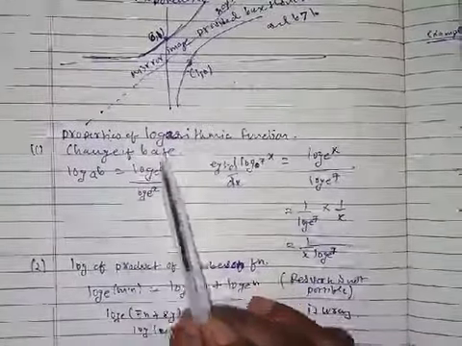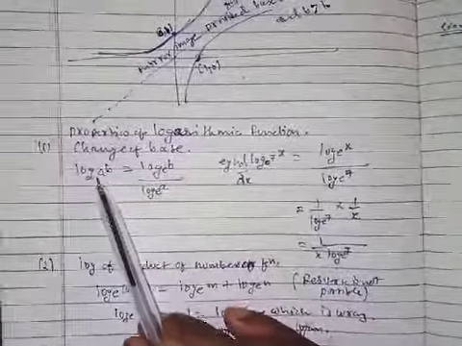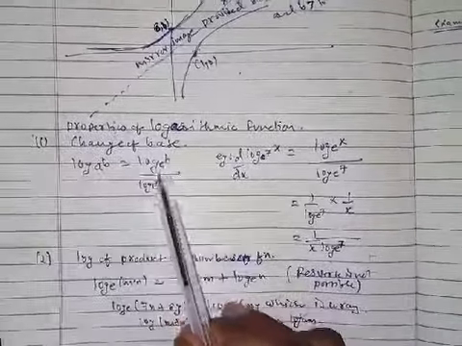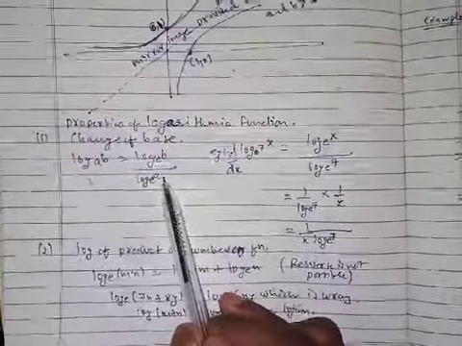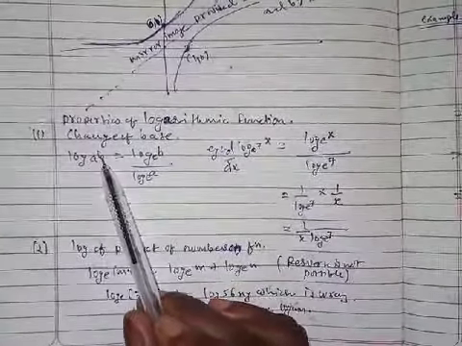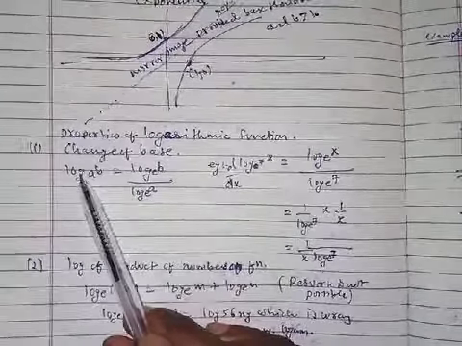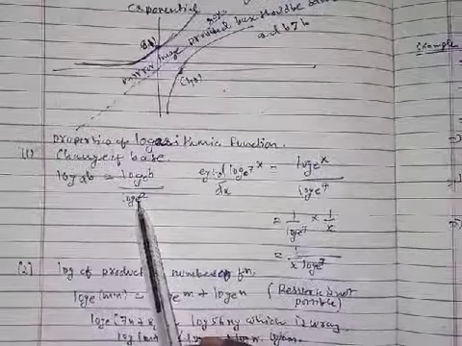First is change of base. See, log_a b. If we put base e, then the b will come up. So it is log_e b upon log_e a. Is it okay? Again, log_a b, how can it be? Change the base. We can change the base as log_e b upon log_e a.